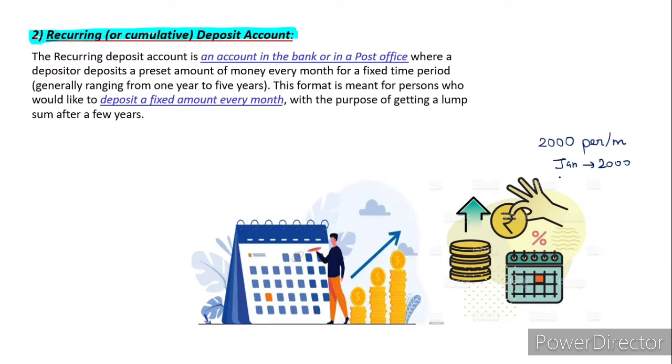Again, in the month of February, again you are paying 2,000 amount. ये भी recurring deposit भी एक fixed term के लिए है.